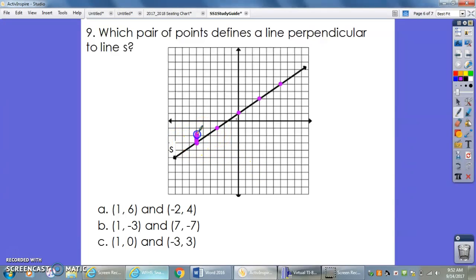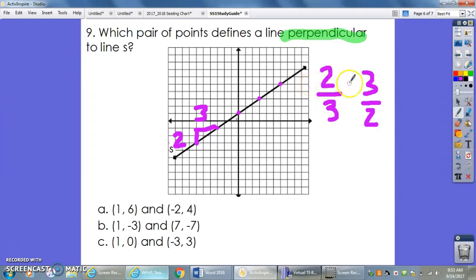Okay, so I'm going to count my rise, that's 2. And I'm going to count my run, that's 3. All right, so 2 over 3 is the slope of this line. Now, the key word, perpendicular. Perpendicular means that 2 lines will intersect at 90 degrees. So when we want to find the slope of a line perpendicular, we'll flip our fraction and then we'll switch the sign. So this will be flipped, it will be 3 over 2, and then the positive will become a negative. So this is my perpendicular slope.